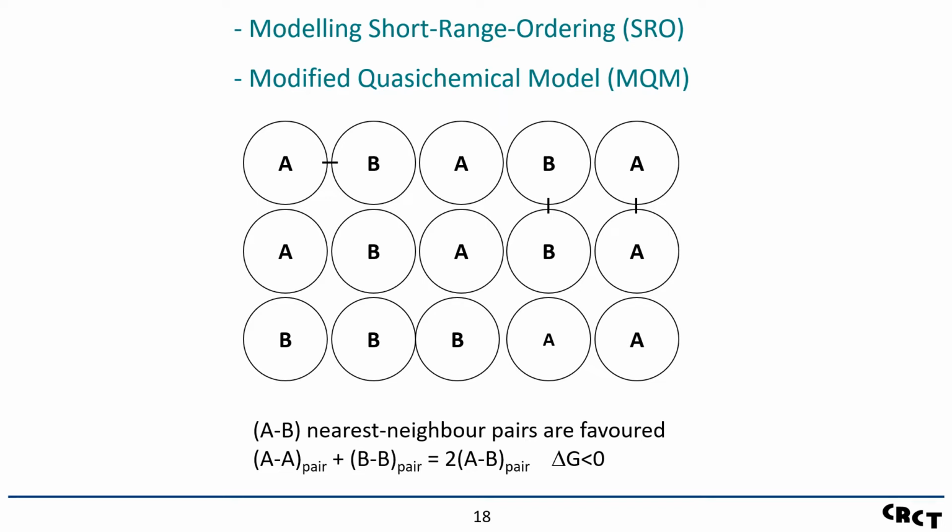We have AB nearest neighbors, AA and BB nearest neighbors, and we're talking about a pair exchange reaction where an AA pair and a BB pair form two AB pairs with a negative Gibbs energy. This would mean that the number of AB pairs is greater than in the ideal random mixture, so AB pairs would be favored in this modified quasichemical model, delta G here being the main parameter of the model.